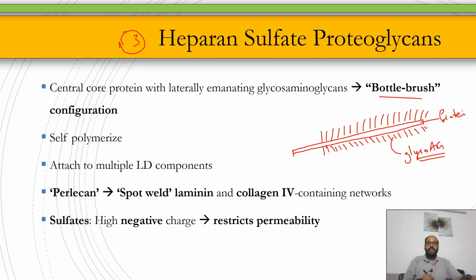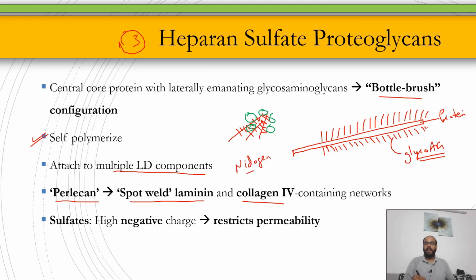Okay. Now, heparan sulfate proteoglycans can either self-polymerize, that means a lot of bottle brushes can attach to themselves, or they can attach to multiple lamina densa components. All the proteins which are present in lamina densa, they can also attach to those proteins. Now, this is a unique feature of heparan sulfate proteoglycans. Perlecan is a type of heparan sulfate proteoglycan, and it is responsible to spot weld laminin and collagen for containing networks. So initially, in the last slide, we heard that Nidogen is the major molecule that attaches.